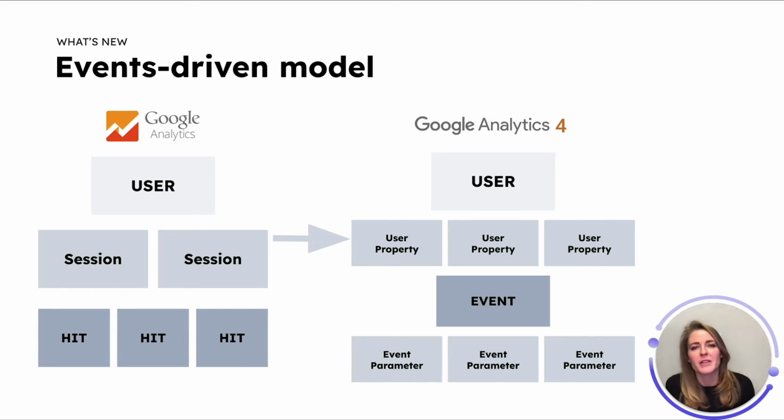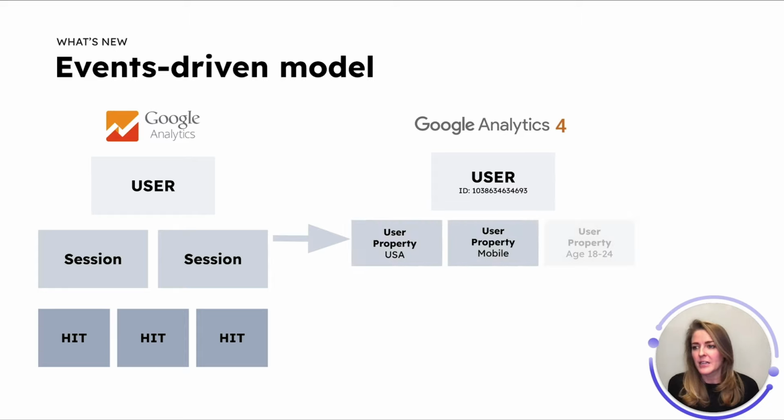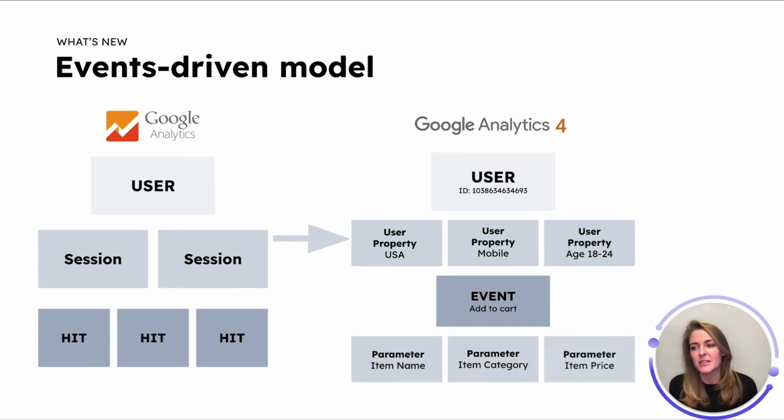So let me take you through an example. If we look at Google Analytics 4, we may have a user ID, and then we may have user properties. The user property could be the user coming from the US, they could be on a mobile device, and they could be aged between 18 and 24. The event we're tracking might be add to cart, and then from there, we're able to track event parameters such as the item name, the item category, and the item price. So basically, GA is splitting apart this data so that we have much more flexibility and control over our raw data.